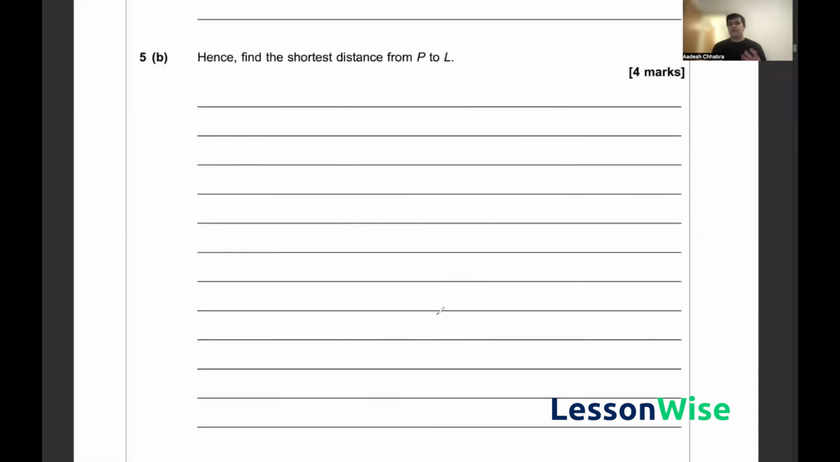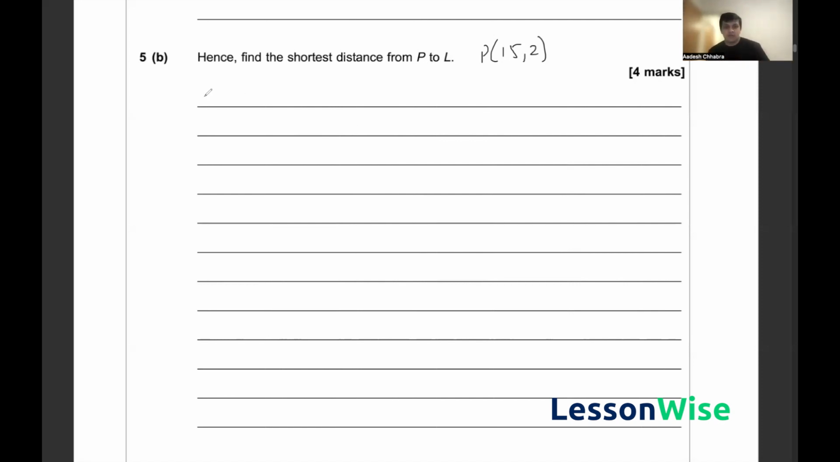So for part B, we've been asked to hence find the shortest distance from P to L. Now we know the coordinates of P. We know that P is equal to (15, 2). And now we have to just find the shortest distance from this coordinate to our line L. To do that, we would have to find the intersection between L and its perpendicular that we calculated in part A.